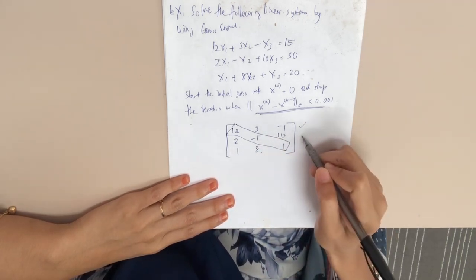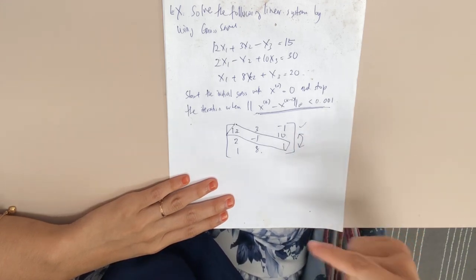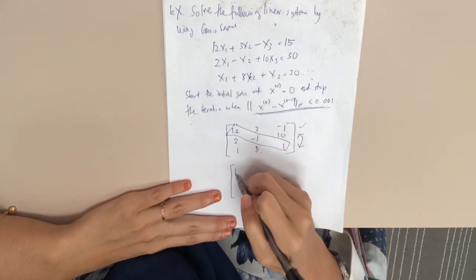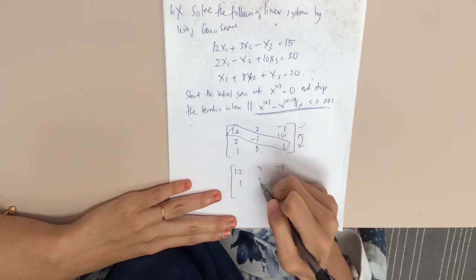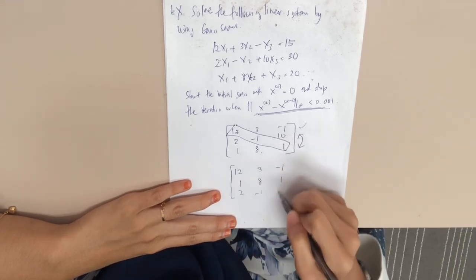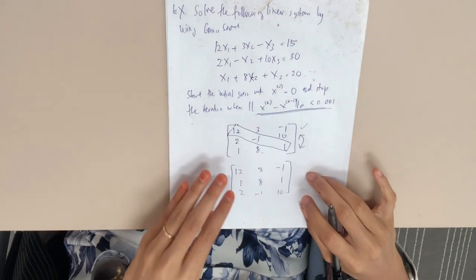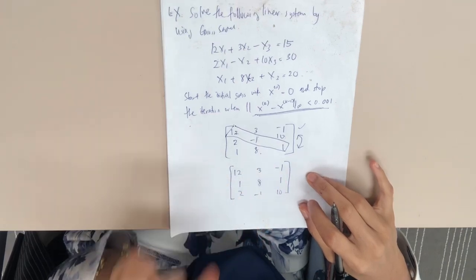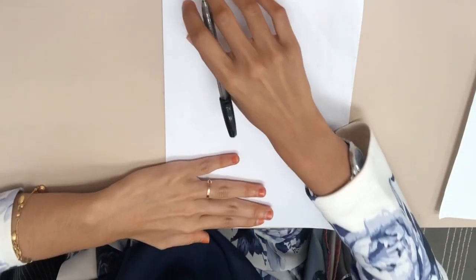So maksudnya you kena buat apa? You will interchange row 2 and row 3. So your diagonally dominant matrix now is 12, 3, negative 1, 1, 8, 1, 2, negative 1, 10. So this is your strictly diagonally dominant matrix. Okay, so after you change into this matrix, then baru you boleh proceed lah. You need to make the changes first, then baru you boleh proceed with the calculation.